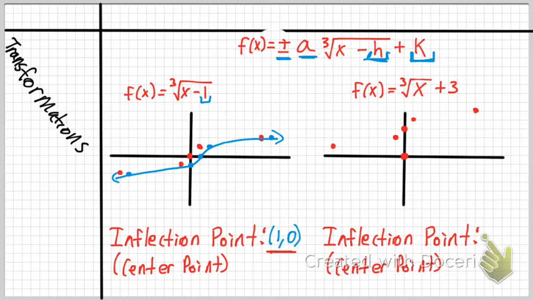All right, so my new function here is just shifted up 3. So it maintains the same shape, it's just shifted up 3. And my new center point is now going to be 0, 3.